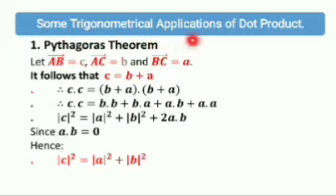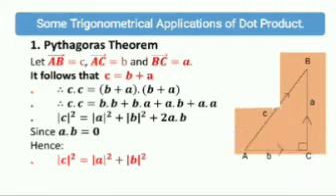Some trigonometrical applications of dot products. So let's take the first one, Pythagoras theorem. We want to use dot product to prove Pythagoras theorem. There's no way we can talk about Pythagoras theorem without making reference to what? Right angle triangle. So let's have this right angle triangle.